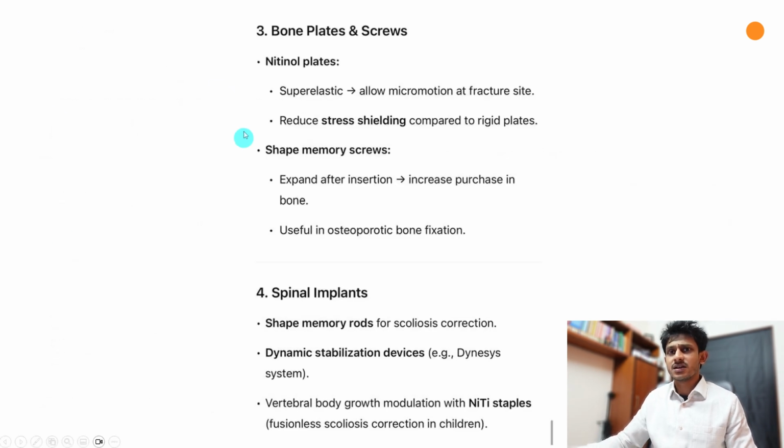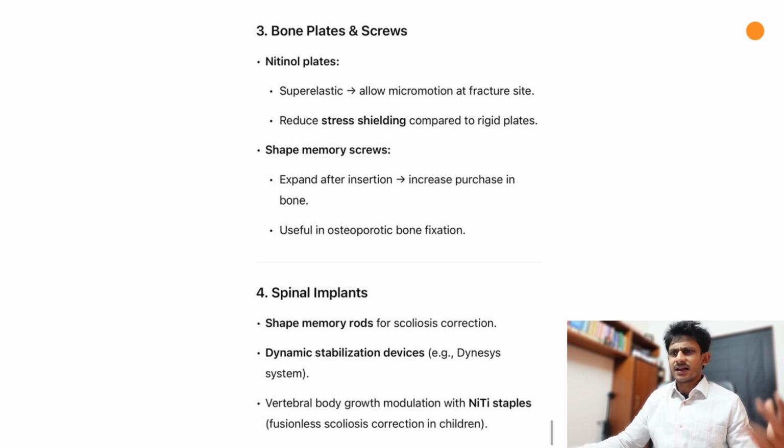Bone plates and screws, as I said, Nitinol is superelastic and reduces stress shielding across the fracture site, which is important for us because it helps with fracture healing. Also, shape memory screws. The screws are compressed, and once they are inserted into the bone, they expand and hold the osteoporotic bone more firmly.